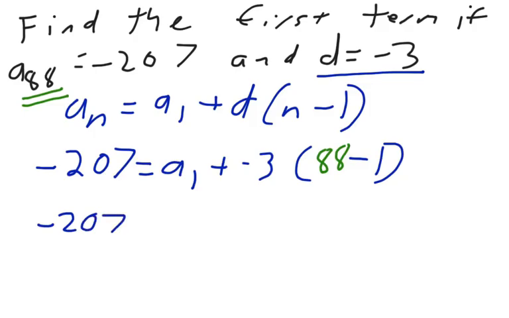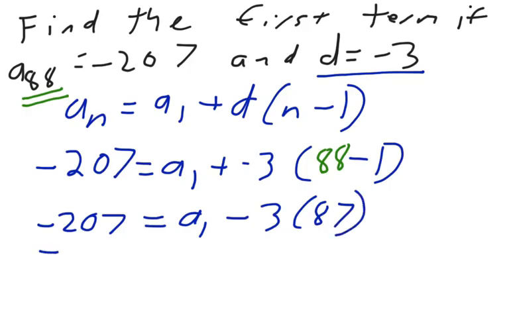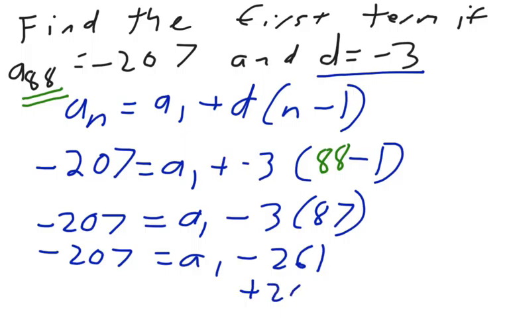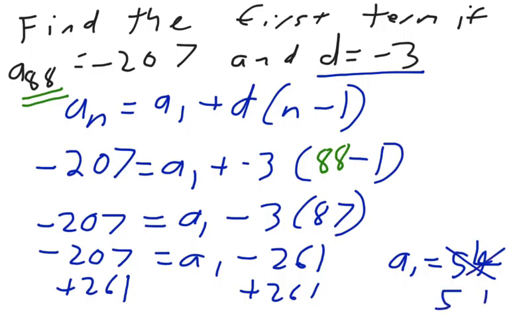So, a little bit of algebra. Negative 3 times 87 is negative 261. Add 261 to both sides. And a sub 1 turned out to be 54. And that is my answer.